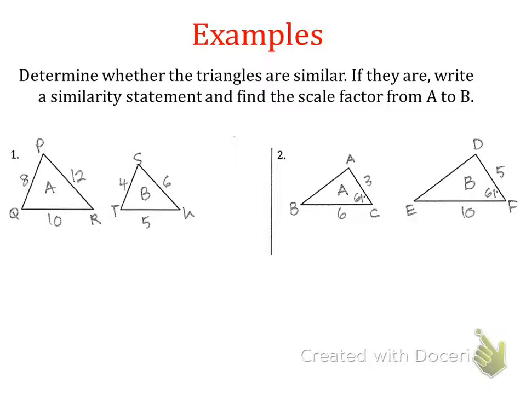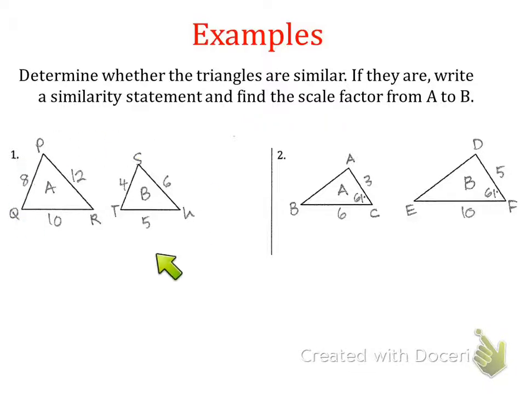So in problem 1, we got to do 3 things. The directions say determine whether the triangles are similar. So that's 1. We're going to say yay or nay. And then if they are, you're going to write a similarity statement: triangle blah blah blah is similar to triangle blah. And then we're going to find the scale factor, like the reduced fraction.